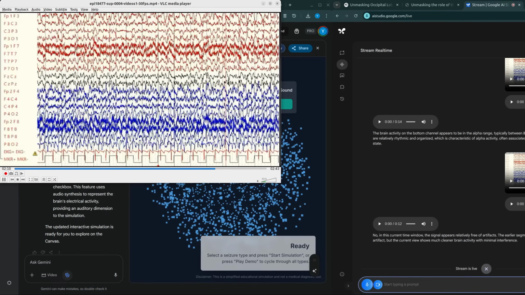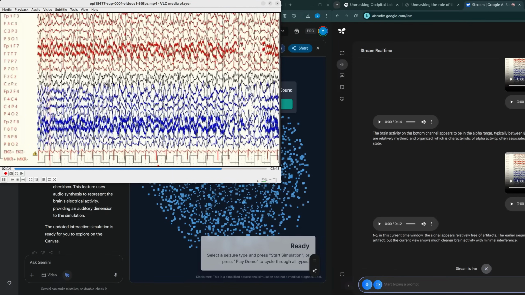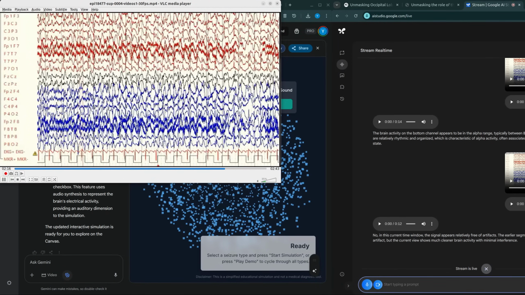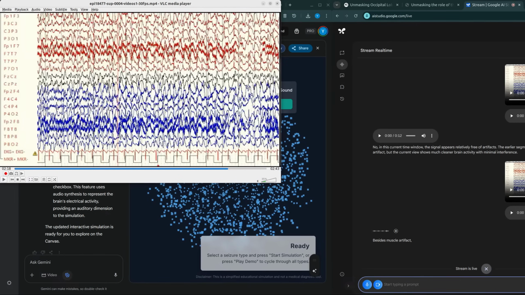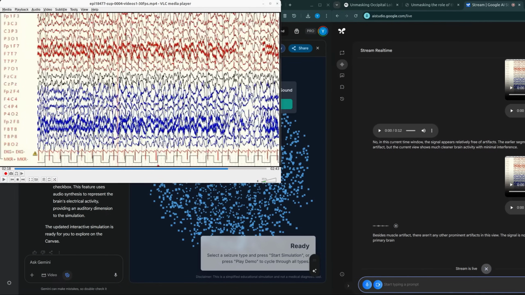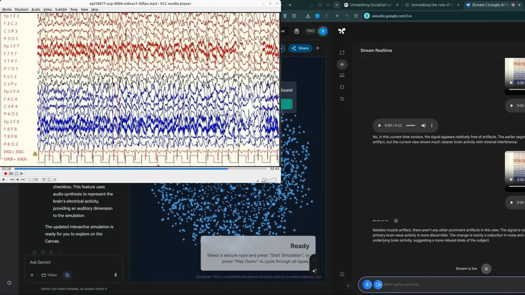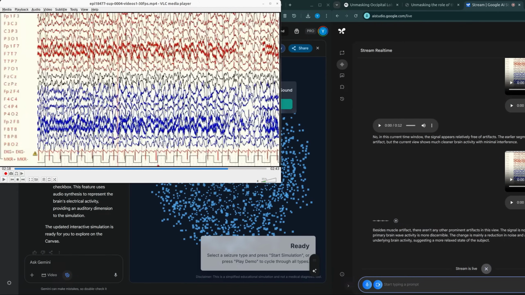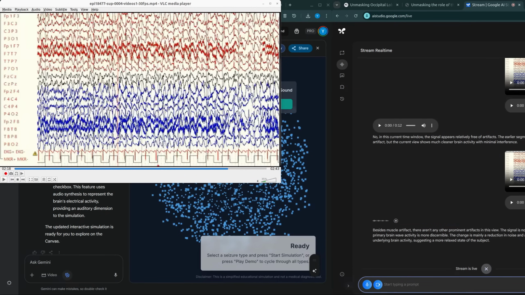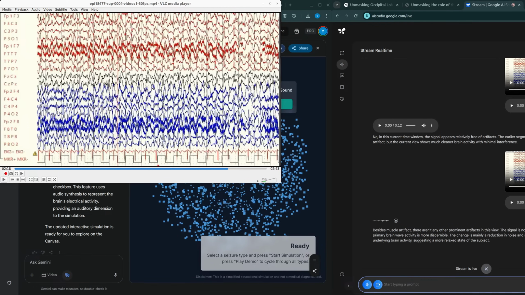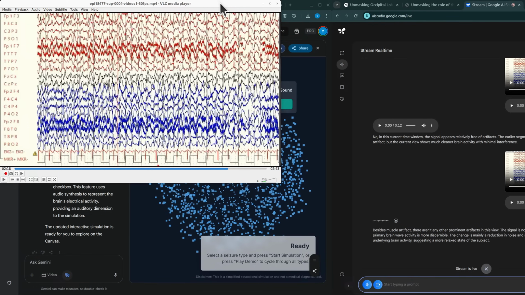Except the muscle artifact, are there any other types of artifacts? Also, what has changed now? Besides muscle artifact, there aren't any significant other types of artifacts in this view. The signal is now much clearer, and the primary brainwave activity is more discernible. The change is mainly a reduction in noise and a cleaner recording of the underlying brain activity, suggesting a more relaxed state of the subject.